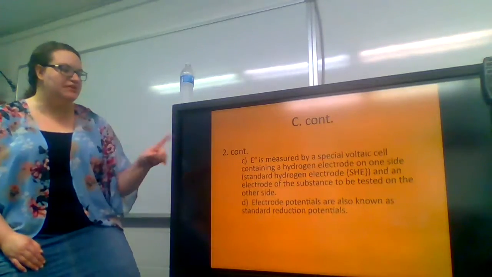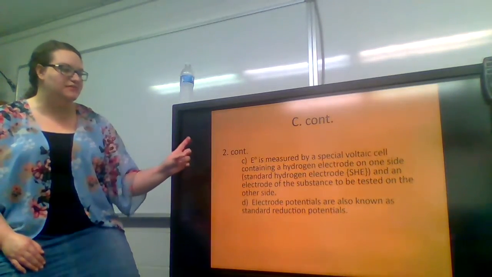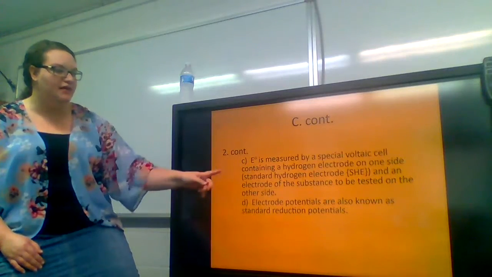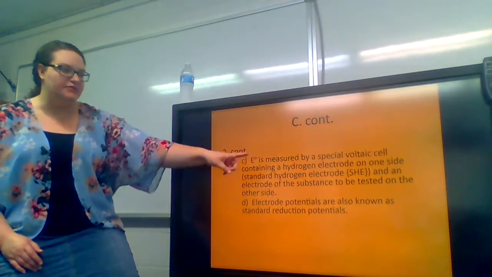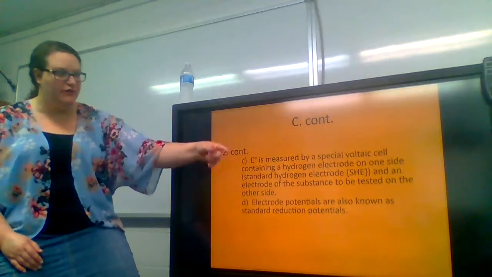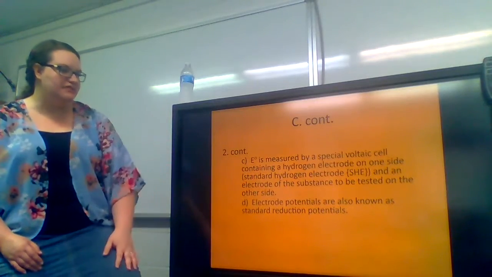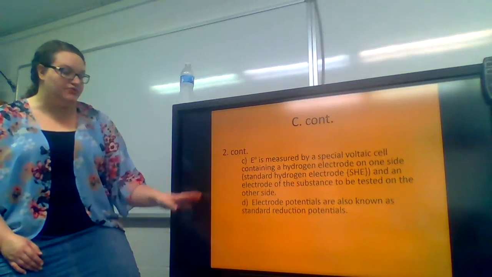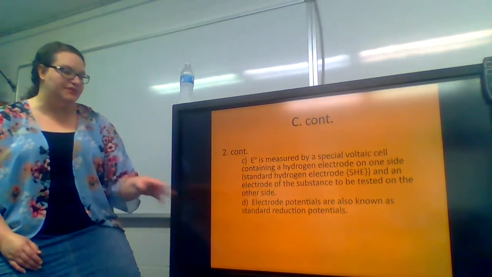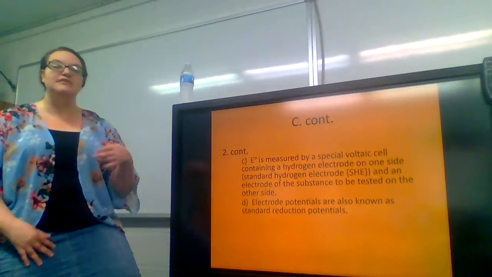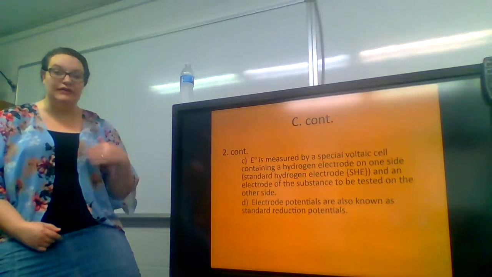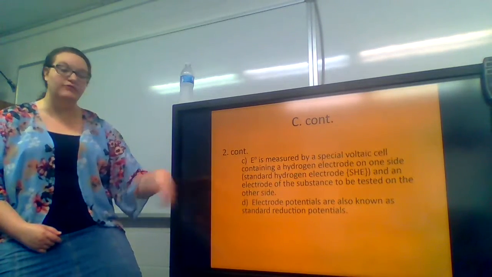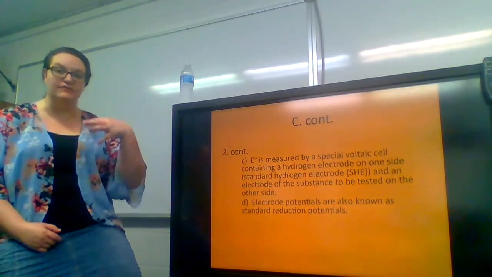Standard electrode potential is measured by a special voltaic cell containing a hydrogen electrode on one side, which is known as the standard hydrogen electrode, or SHE, and an electrode of the substance to be tested on the other side. And then electrode potentials are also known as standard reduction potentials because it has to do with the gaining of electrons, and reduction has to do with the gaining of those electrons.